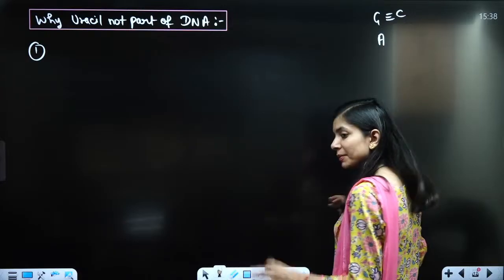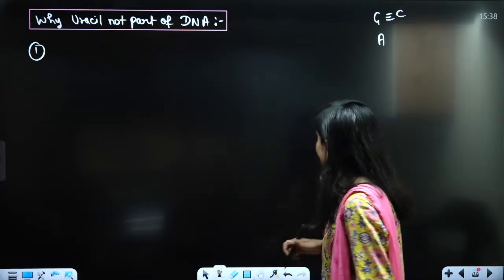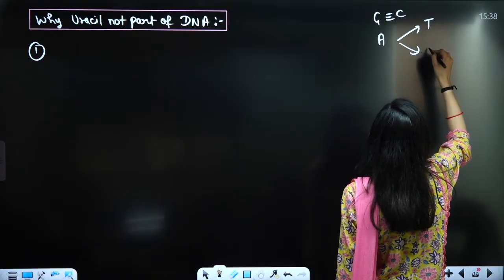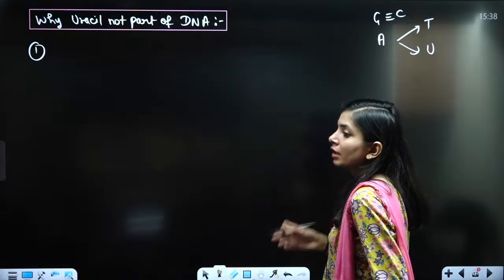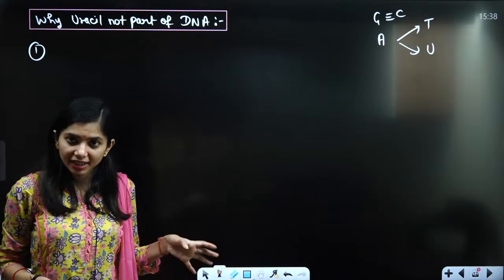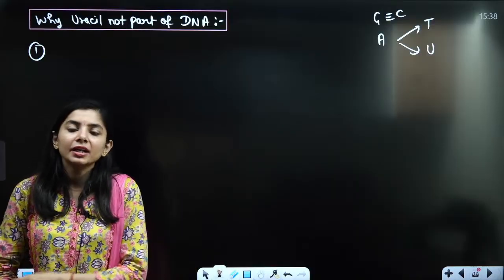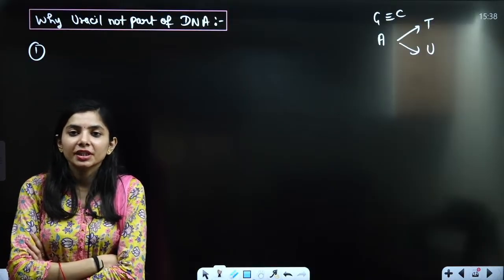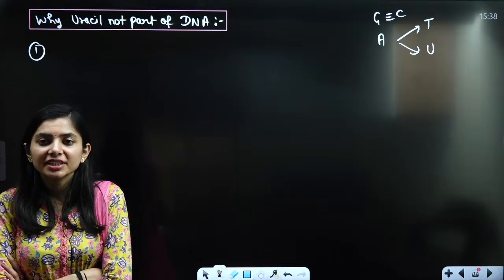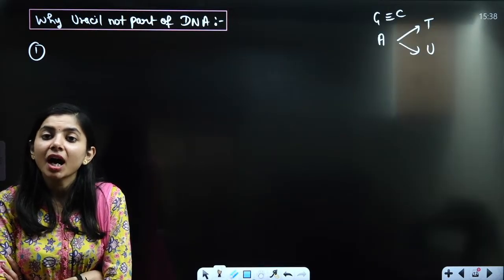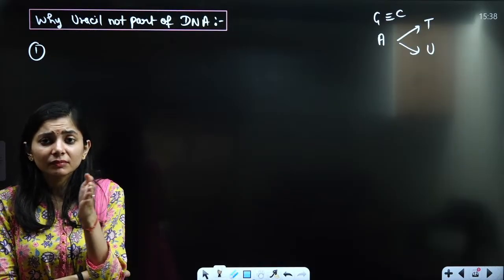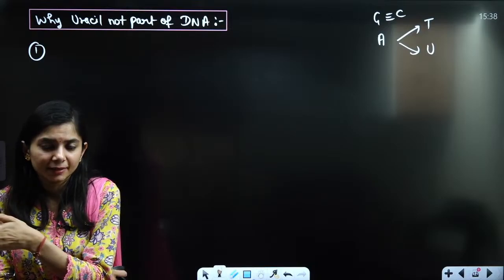Now A would be there, adenine would be there. Now A has to choose between the T and the U. We have the genetic material, and for the genetic material we have DNA. Another part, in terms of protein synthesis and protein translation, we have RNA. So DNA is deoxyribose nucleic acid, RNA is ribose nucleic acid.